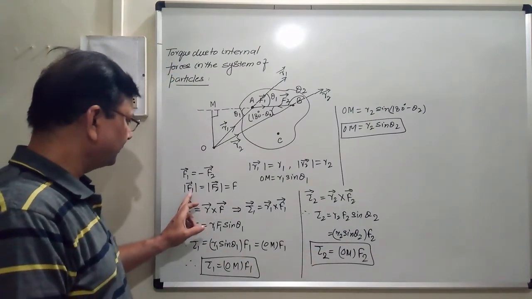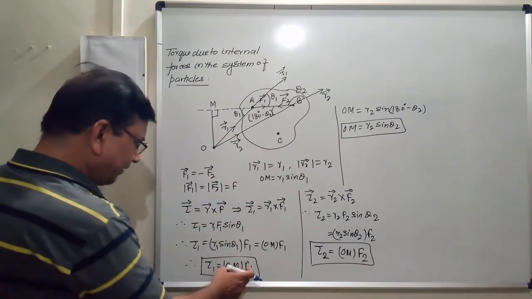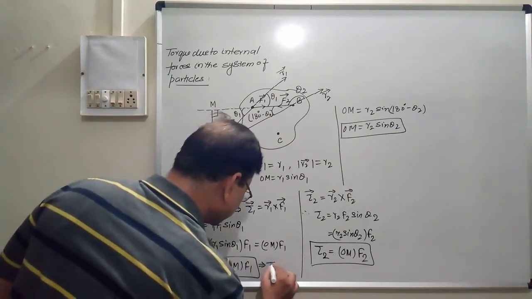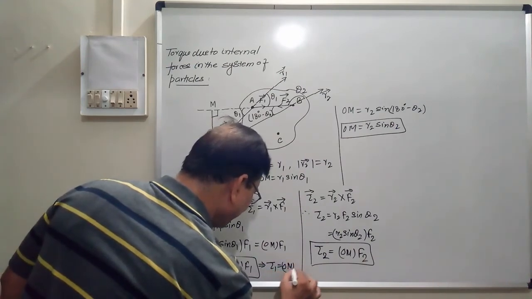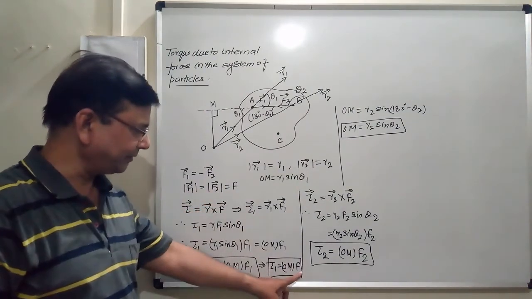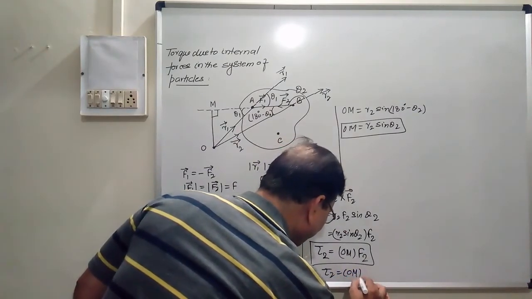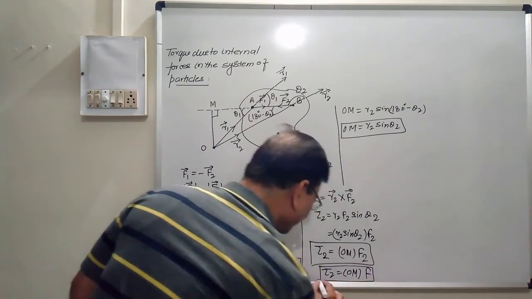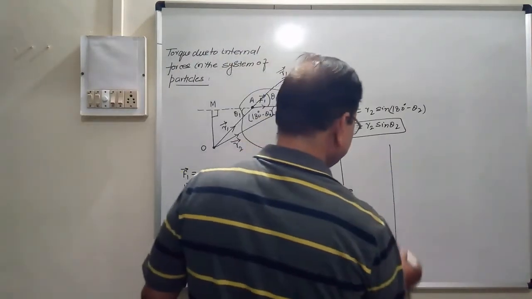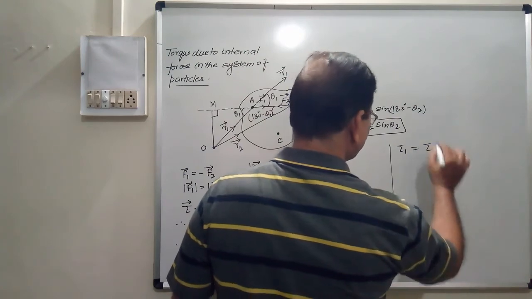By magnitude, mod of F1 is equal to mod of F2 is equal to F. So this we can write, F1 is the magnitude of F1, that we have denoted by this, implies tau 1 is equal to OM into F. Mod F1 is equal to mod F2 is equal to F, that I have written over here. Similarly here, tau 2 is equal to OM into F. What do we notice? That tau 1 is equal to tau 2. Here, tau 1 is equal to tau 2.